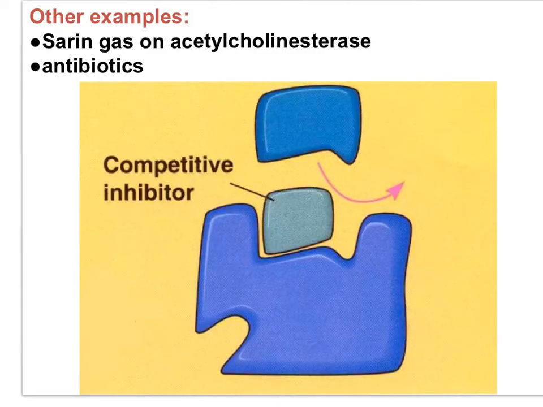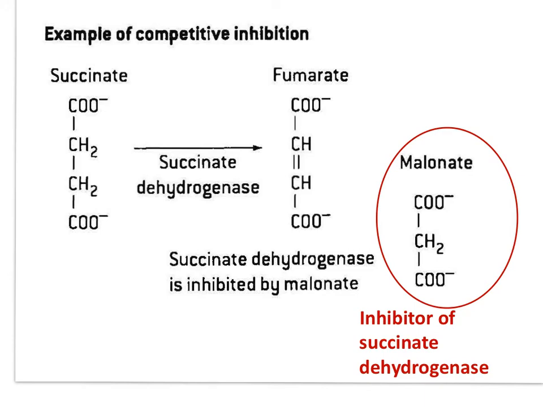Here's another diagram displaying competitive inhibition. The substrate and the inhibitor both compete for the active site. Examples of competitive inhibitors are sarin gas on an enzyme known as acetylcholinesterase and antibiotics. Competitive inhibitors are structurally similar to the substrate.